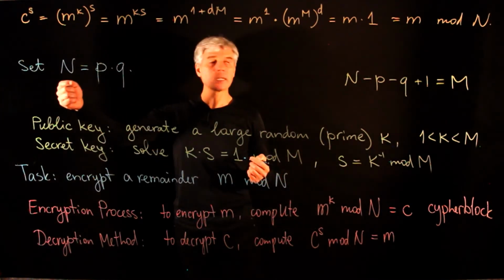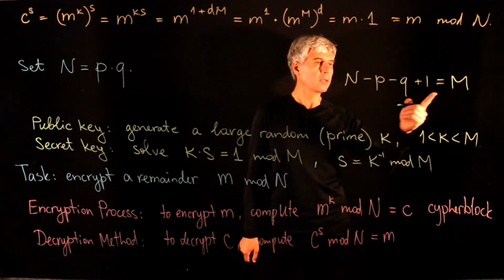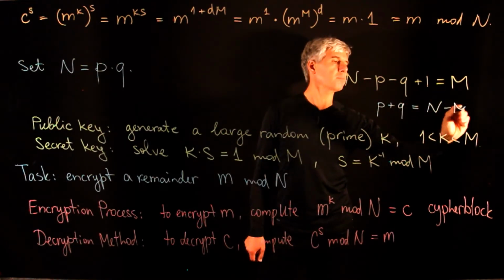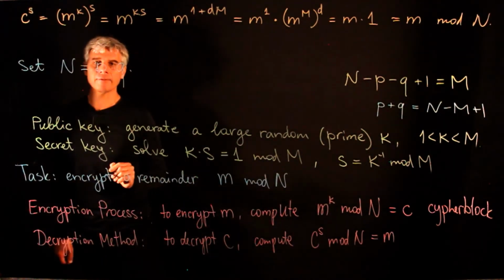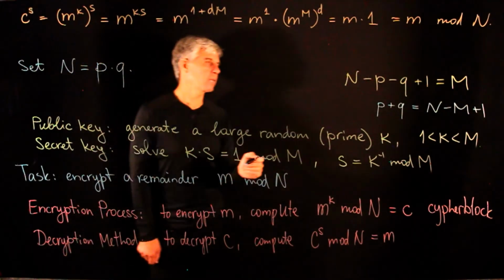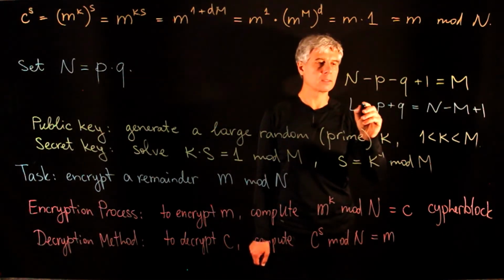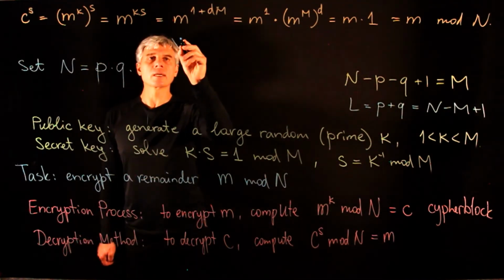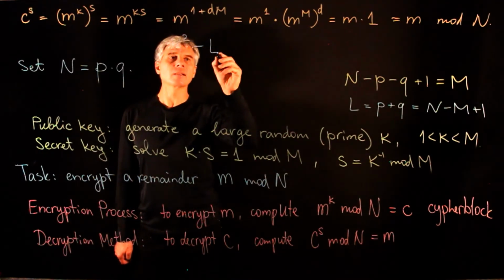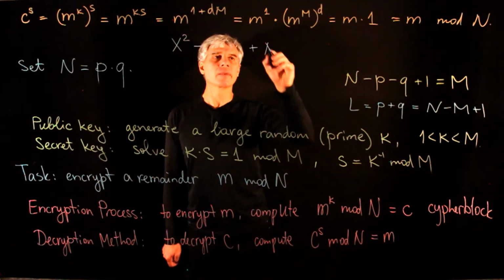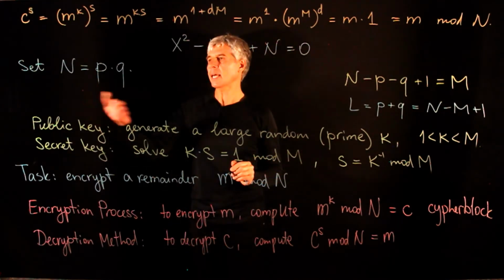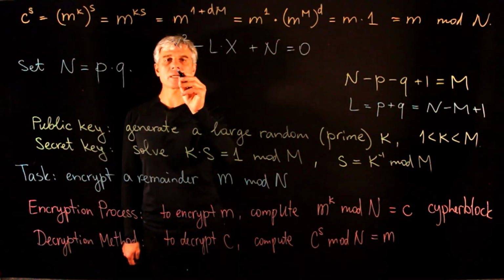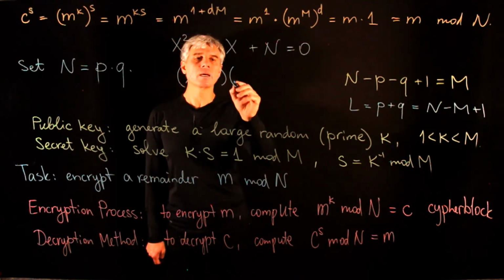Well, n is publicly known. So if we know n and M, then we can figure out what's p plus q, right? So p plus q is equal to n minus M plus 1. But now, if we have n and p plus q, let's call this L, right? Then we can consider the following quadratic equation. So let's take x squared minus L times x plus n is equal to 0, right? So L and n here are integers. So we consider this quadratic equation. It turns out that this quadratic equation has factorization x minus p times x minus q.